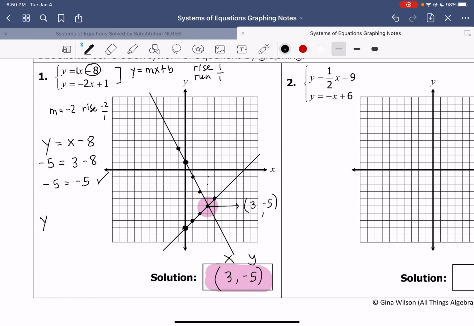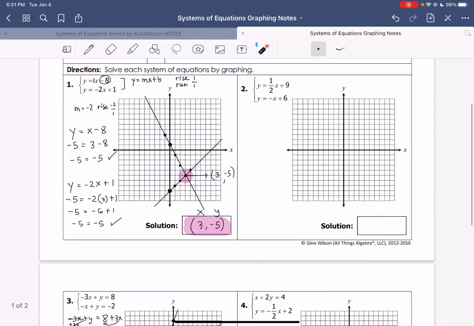So our second equation was y equals -2x plus 1. And then we're going to do that substitution again. So -5 is equal to -2 times 3 plus 1. So now we have -5 is equal to -6 plus 1, and -6 plus 1 is also -5. So we know that we found the correct point because in both instances, the solution that we found worked out algebraically and graphically.